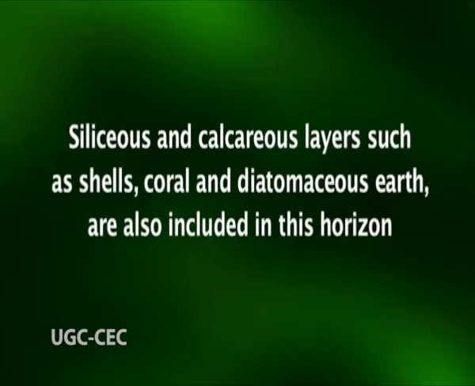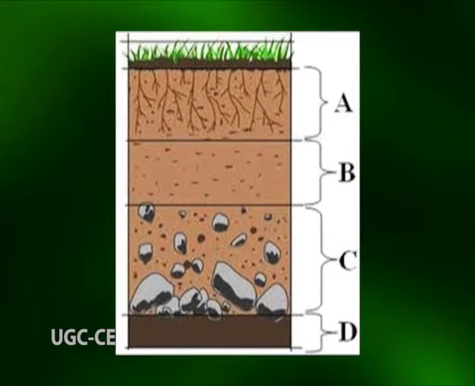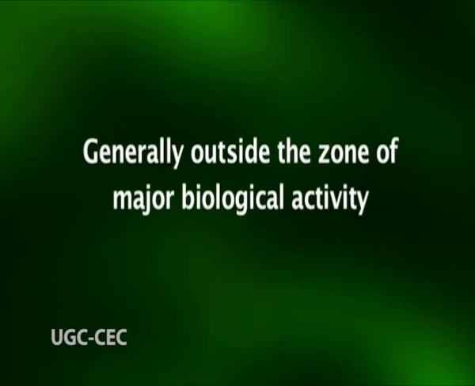Most of such horizons are mineral layers, but some siliceous and calcareous layers such as shells, coral and diatomaceous earth are also included in this horizon. The material of the C horizon may be either like or unlike the material from which the soil has presumably formed. It generally possesses various-sized chunks of the rock below, surrounded by smaller bits of rocks and clay weathered from those chunks, and is generally outside the zone of major biological activity.